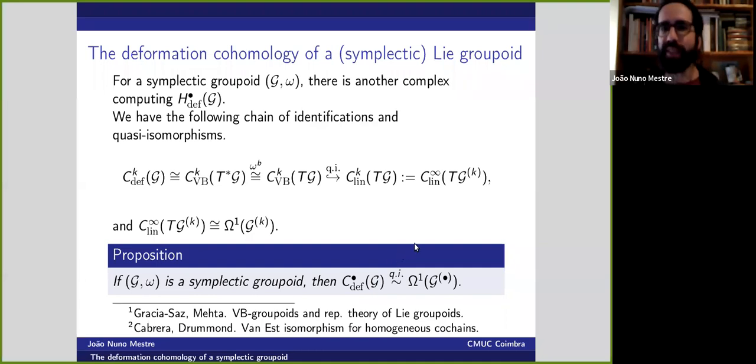Now, for symplectic Lie groupoids, let's go back to what we wanted to do. We had simultaneous deformations of a certain groupoid and a morphism of a particular type. But since our Lie groupoids are now symplectic, we can have a better description for the deformation complex of the groupoid and of morphisms. So if our groupoid G is a symplectic groupoid, we have a chain of identifications and quasi-isomorphisms like this. The deformation complex of a groupoid is always isomorphic to the VB groupoid complex of T star G.